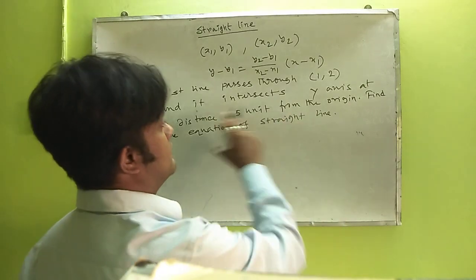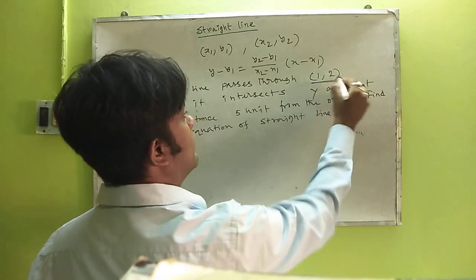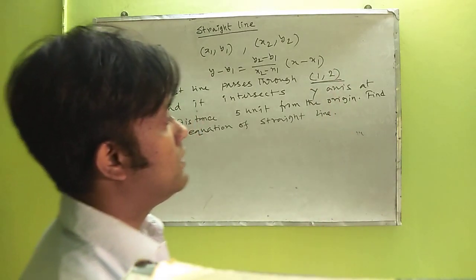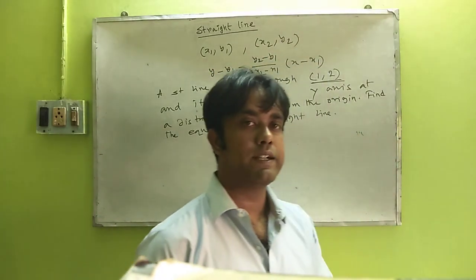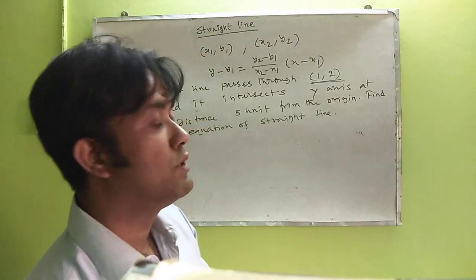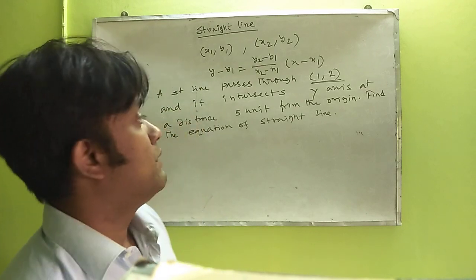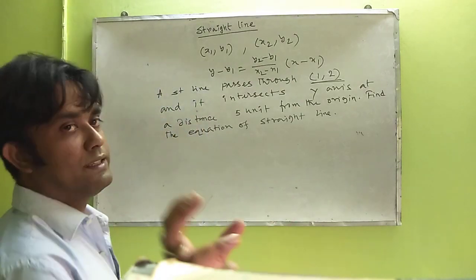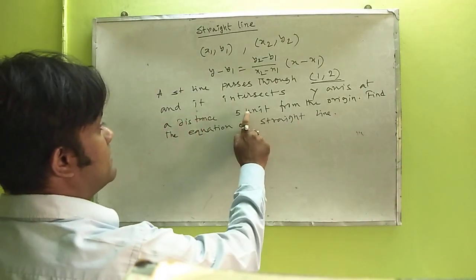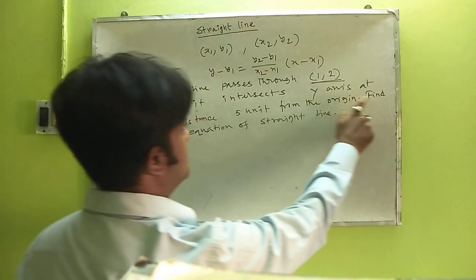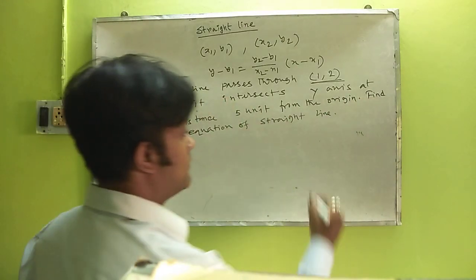If you see the problem, you must think that here is one point given. So you have to calculate the second point. You have some data, some information. With the help of this information, you should calculate the point. First, our target is to find that unknown point. This information is that the straight line intersects the y-axis at 5 units from the origin.